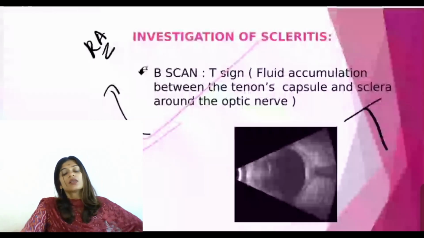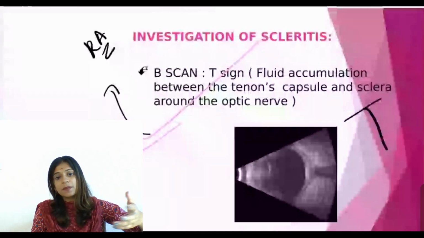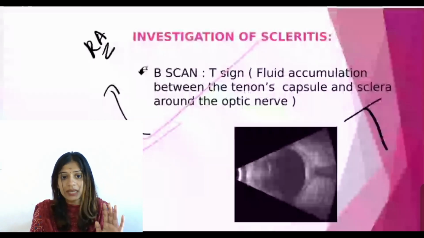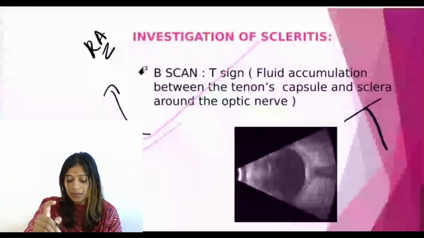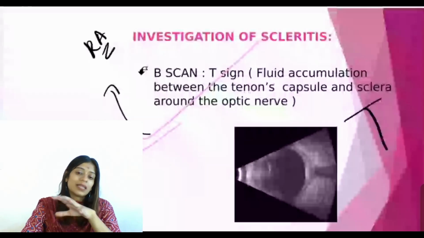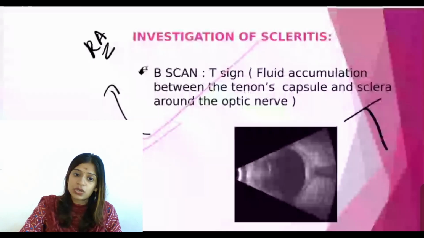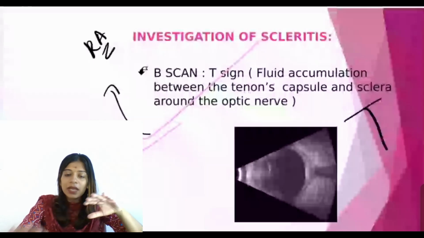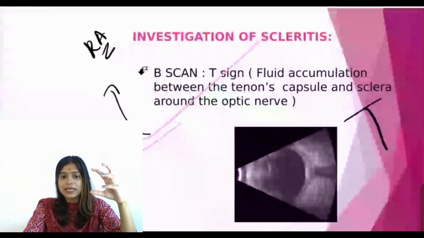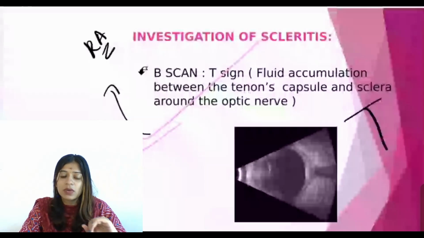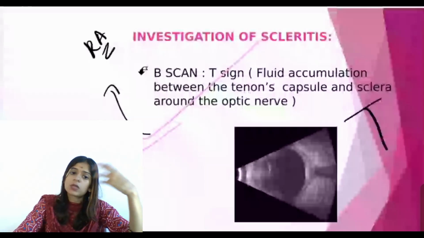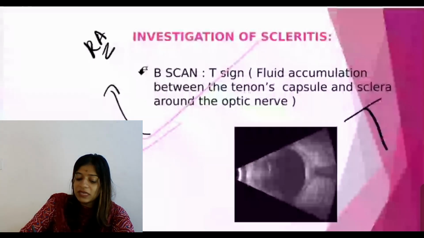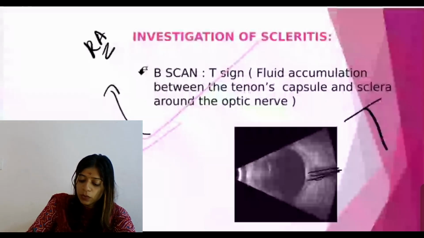ഇത് T sign എവിടെ കാണുന്നതെന്ന് ചോദിച്ചാൽ B scan ultrasound when you do, if it is posterior scleritis, you get to see T sign. ഇവിടെ see in this condition, fluid accumulation. Okay, the vessels become leaky and fluid gets accumulated in subtenon space. നമ്മുടെ ഐസിലെ ഒരു സ്പേസ് ആണ് സബ്ടെനോൺ സ്പേസ് എന്ന് പറയും. അവിടെ ഫ്ലൂയിഡ് അക്യുമുലേഷൻ ഉണ്ടാവും ബിക്കോസ് ഓഫ് ക്രോണിക് ഇൻഫ്ലമേഷൻ. അപ്പോൾ ഈ ഫ്ലൂയിഡ് എല്ലാം കൂടെ ചെന്നിട്ട് നമ്മുടെ ഒപ്റ്റിക് നെർവിൻ്റെ സൈഡിലേക്ക് the fluid will go and get collected.